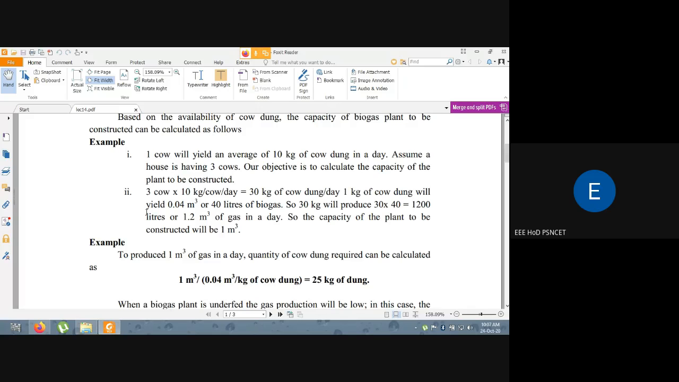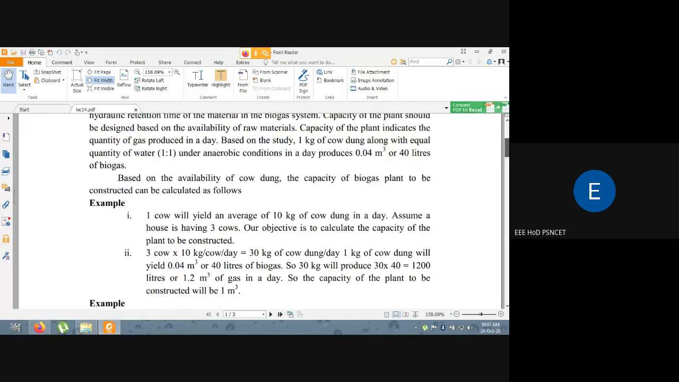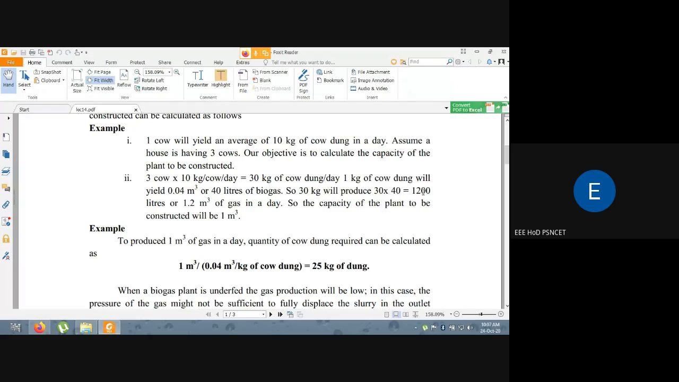It will yield 0.04 meter cube, or 40 liters, of biogas per kilogram. Then 30 kilograms will produce 30 into 40, totally 1200 liters of biogas per day. We have discussed already that 1 kg can generate 40 liters, so 30 kg means 30 into 40, 1200 liters of biogas per day. So the plant should be constructed with a minimum capacity of 1 meter cube.